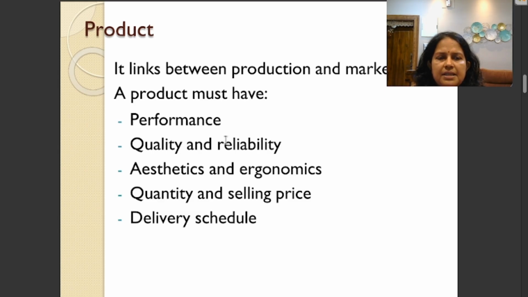Quantity and selling price. Quantity: how much quantity we need to produce, and what will be the price of the product, because there are a lot of competitors in the market. So when we are launching a product, we have to decide on the price of the product on that aspect. Then delivery schedule: when we need to deliver the product. According to the time when we need to deliver the product to the market, we have to decide, and before that time we have to produce the product accordingly.